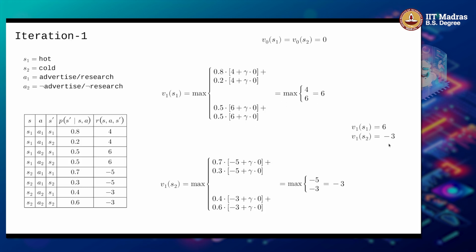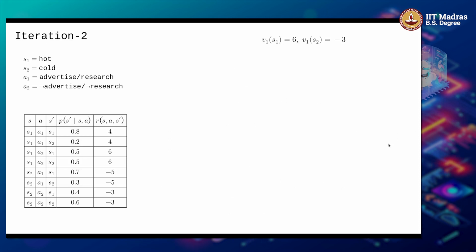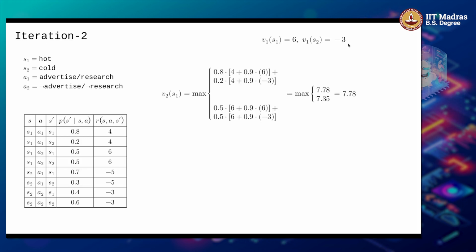This is iteration 1. Now iteration 2 is very similar. We will start off with 6 and -3 as the values, and find out what V2 of S1 is. Notice that the transition probabilities and the reward expectations are going to stay put. Gamma is equal to 0.9. That's one change: we have explicitly set gamma here.